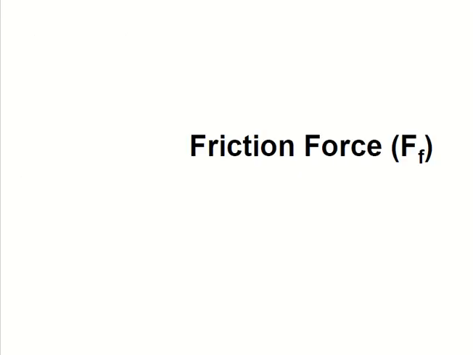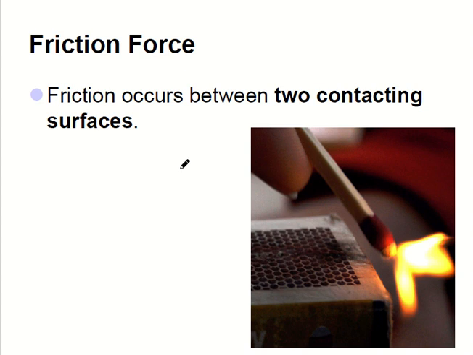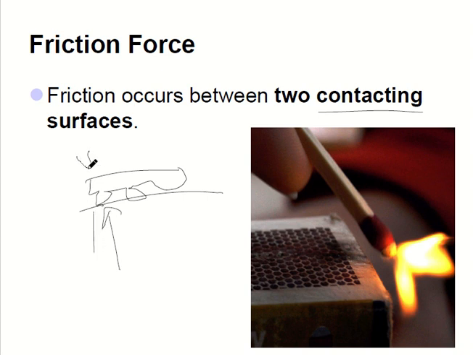Then we come into the frictional force, and of course we use a little sub F for the friction force. Your friction force is going to happen when you have two contacting surfaces. So you have a car here, and you have a road right there. Object 2 is the road, object 1 is the car. They are in contact. Every time you have two contacting surfaces, you've got a friction force.